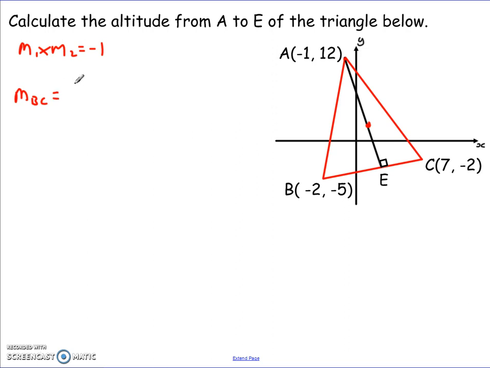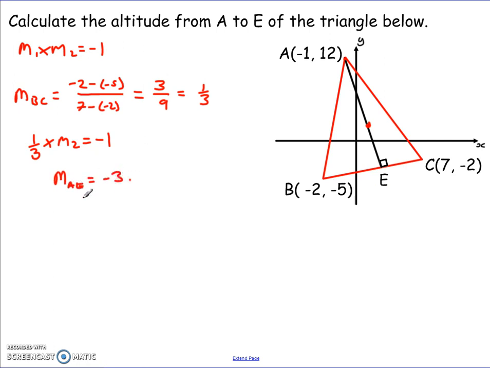So the gradient from B to C is (-2 take away -5) over (7 take away -2). So -2 take away -5 is -2 plus 5, which gives me 3. 7 take away -2 is 9, so it's 3 over 9, which we can simplify down to 1/3. So what I'm then able to say is 1/3 times the second gradient equals -1, where the second gradient here is the gradient from A to E. From that, I can then say my gradient from A to E is equal to -3.